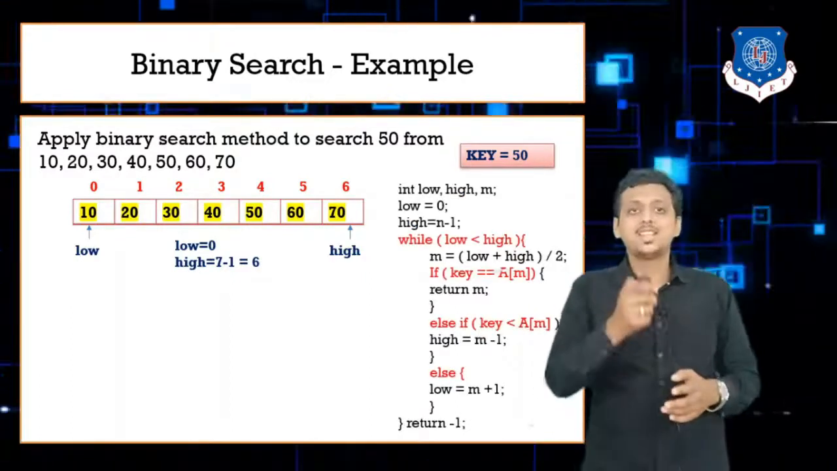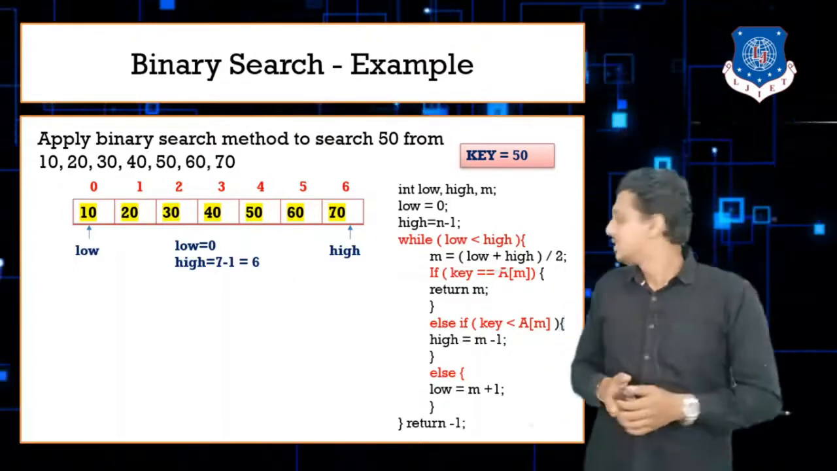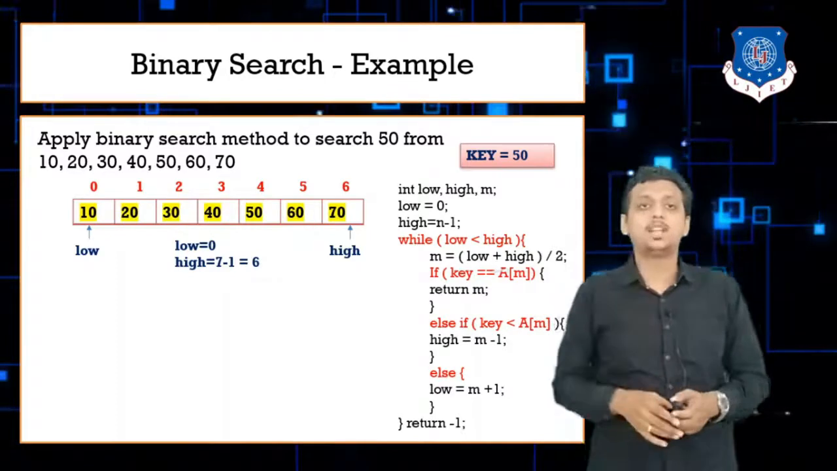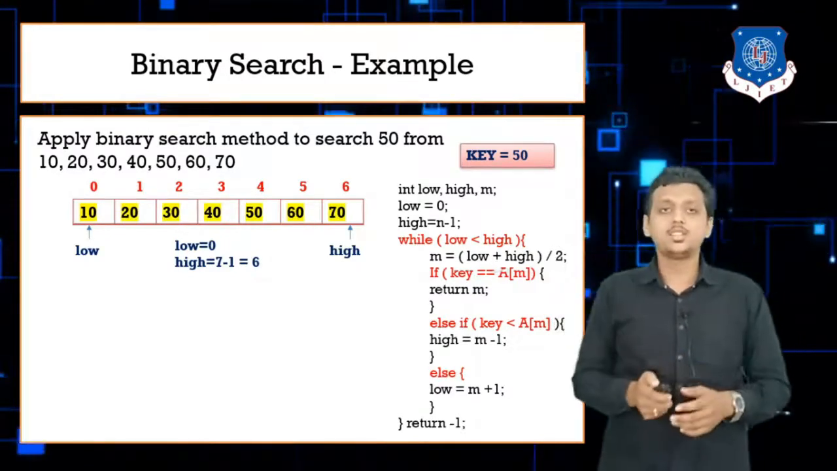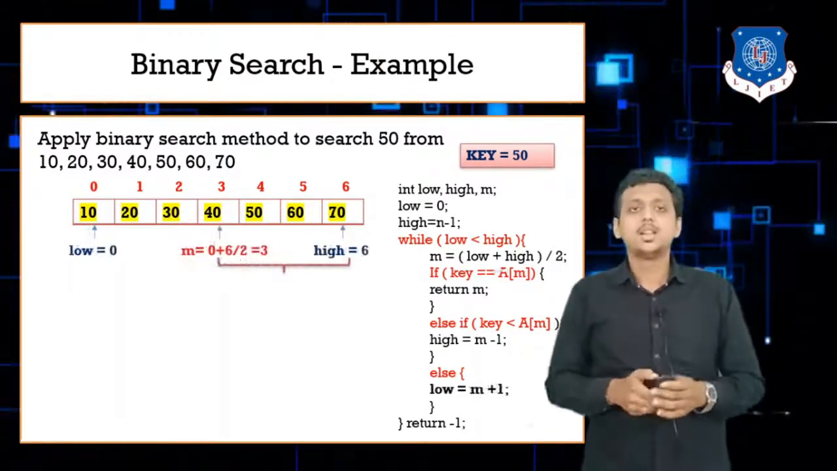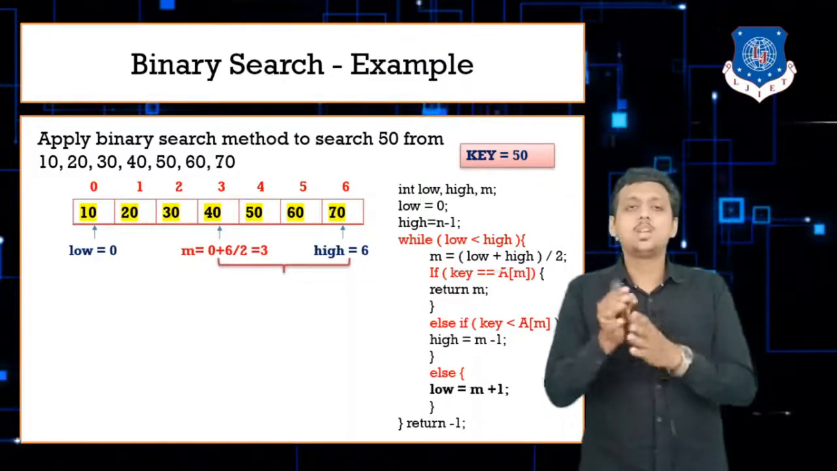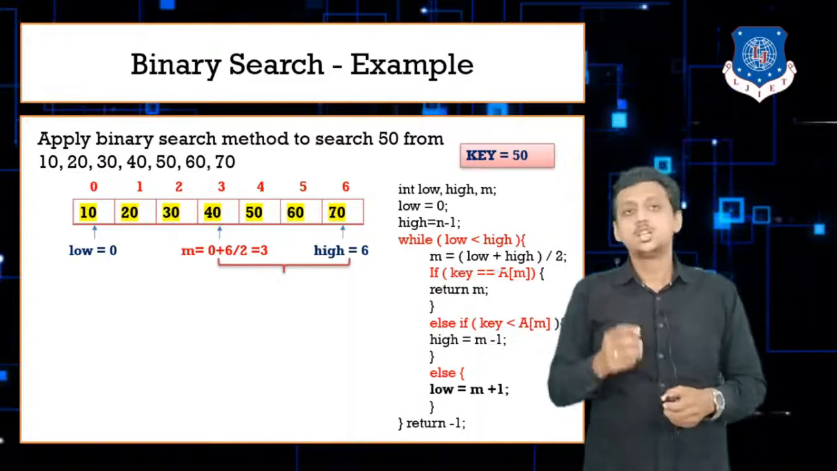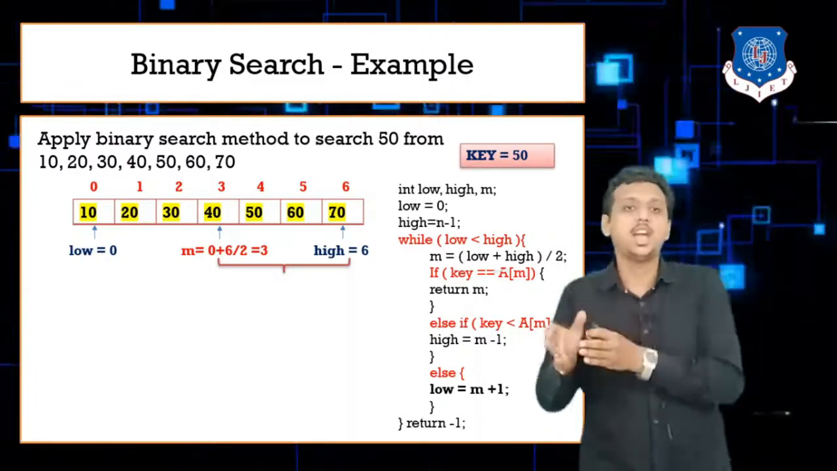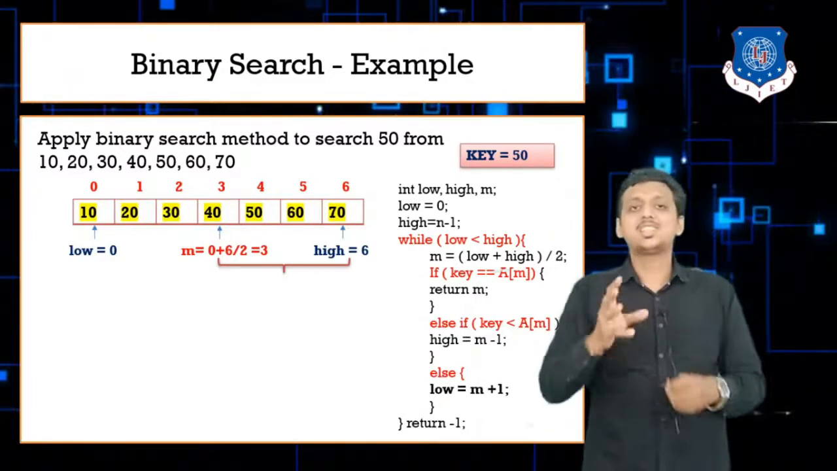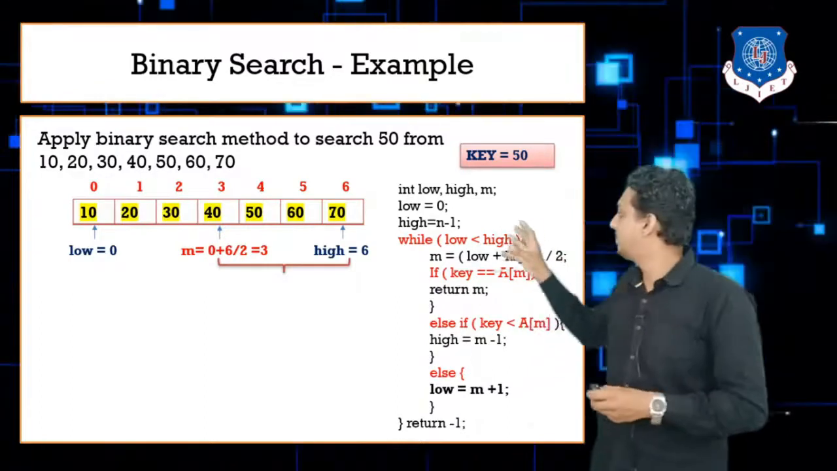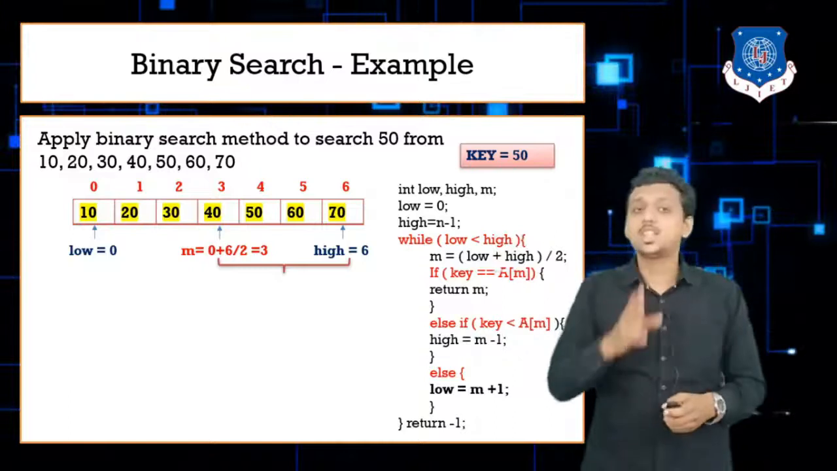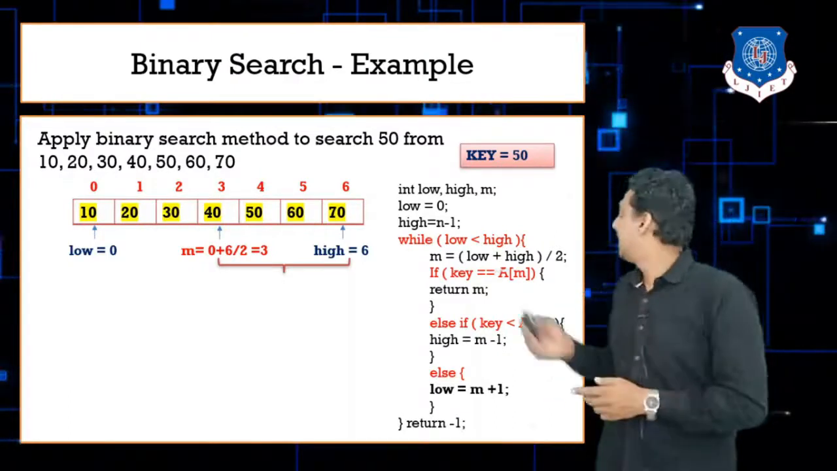So students, let's calculate m first. On the right side of the image, I'm writing down the algorithm so you will get a better idea. First, m is equal to 0 plus 6 by 2, that equals 3. So we have m, we have high, we have low. Now check your key value comparison with m. Now trace the algorithm. First, the condition is low is less than high.